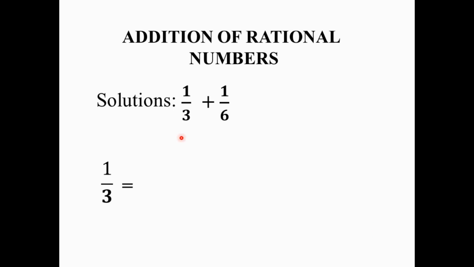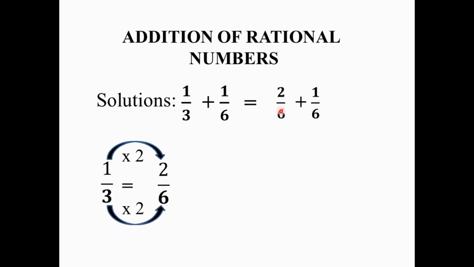By making the denominators equal. For 1/3, the denominator which is 3, we are going to multiply by 2 to obtain 6. And then we must also multiply the numerator, which is 1, by the same number, which is 2. After multiplying, 1 times 2 is 2, then 3 times 2 is 6. So this fraction, 2 over 6, we will now use instead of 1/3.